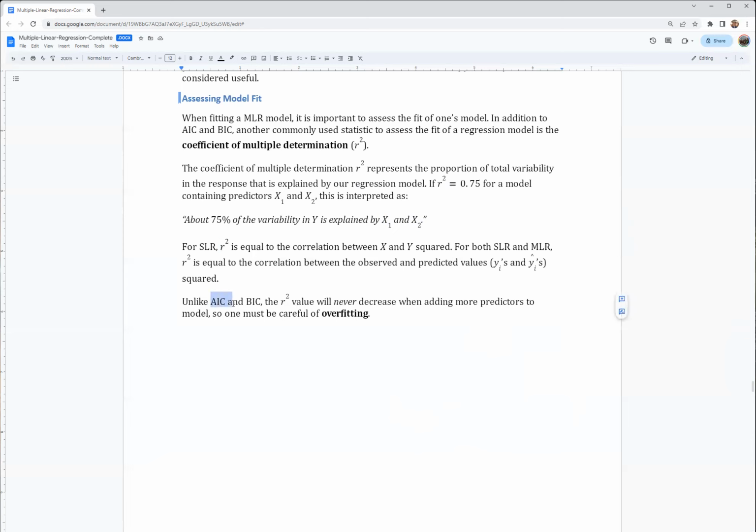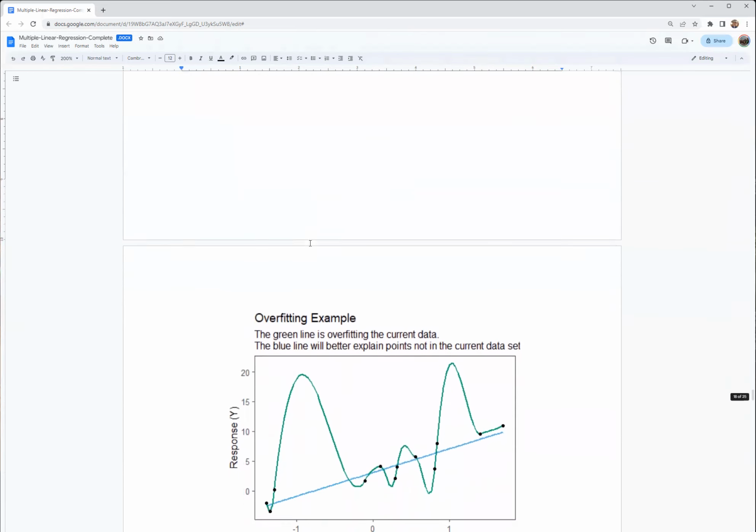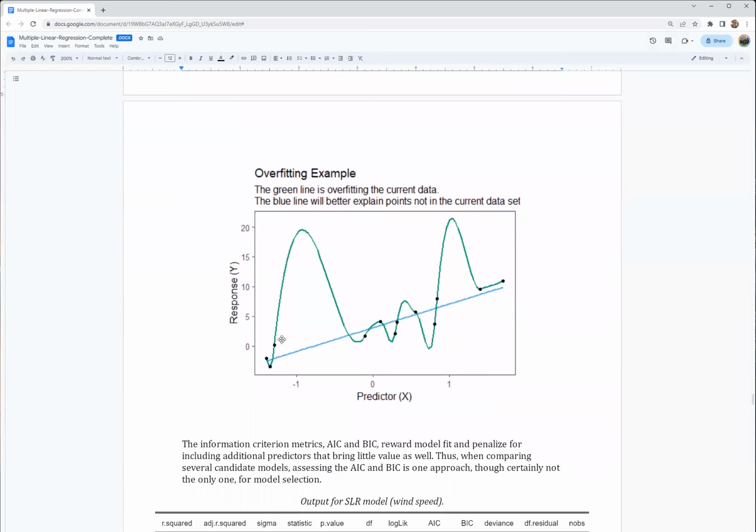So that's why we want to use something like AIC and BIC that penalize for including predictors that don't add very much to our model. That helps us to avoid overfitting. So here's a depiction of what I was talking about with my friend adding way too many predictors, and they're like, all my predictions were perfect. This is what that looks like visually.